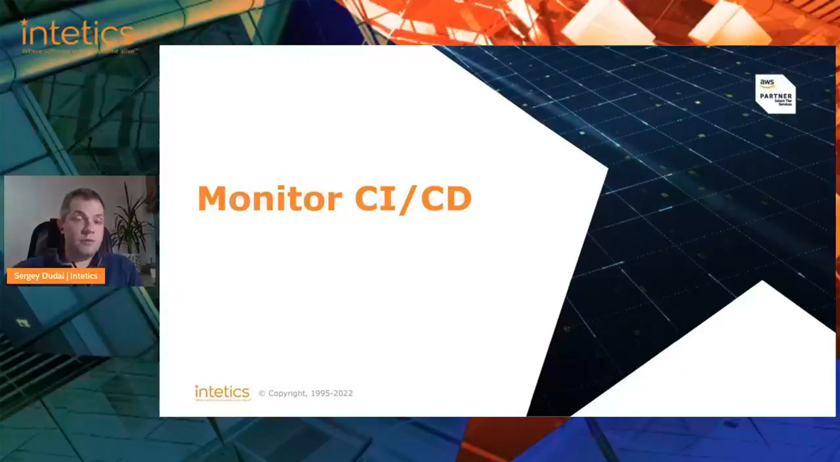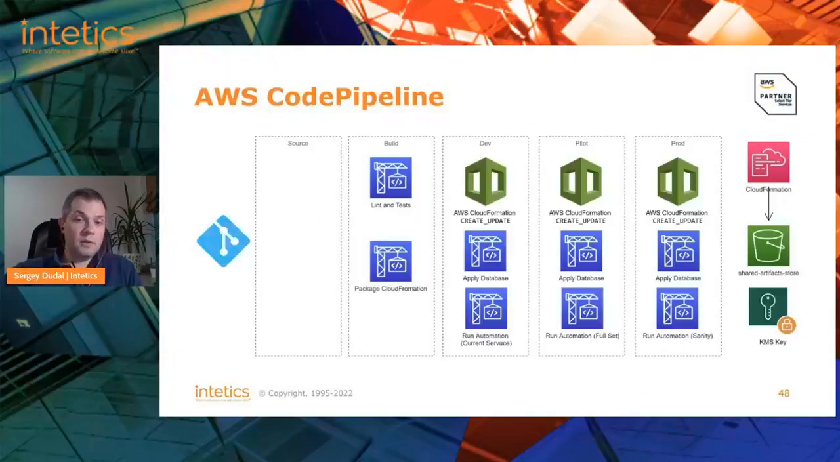Now, let's move on to the topic of how we can monitor continuous integration and continuous deployment. On our previous webinar, we discussed how we can build a continuous deployment process, what AWS services we can use, and that we can build a continuous deployment pipeline using AWS CodePipeline service. And now let's discuss from the monitoring perspective, what we would like to know from our pipeline, from our release process. So we know that our CodePipeline can do production releases automatically.